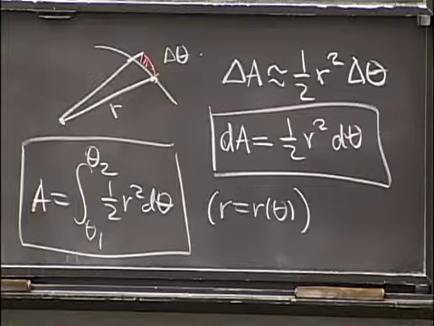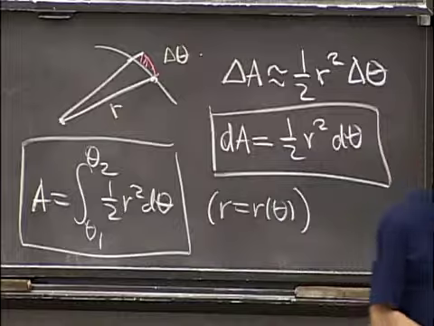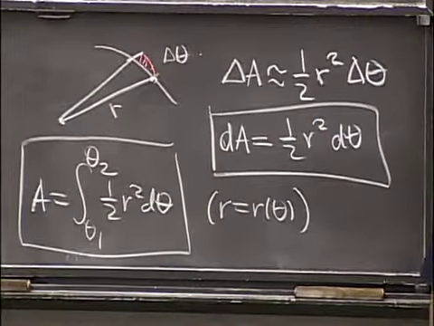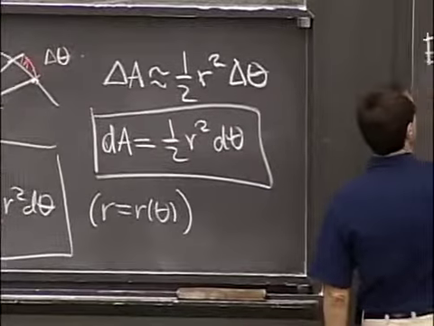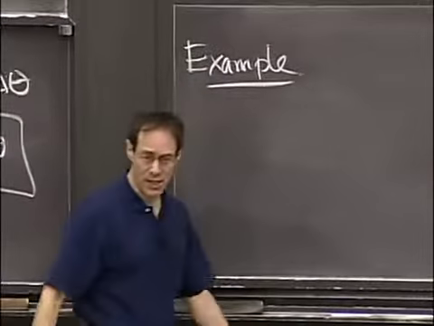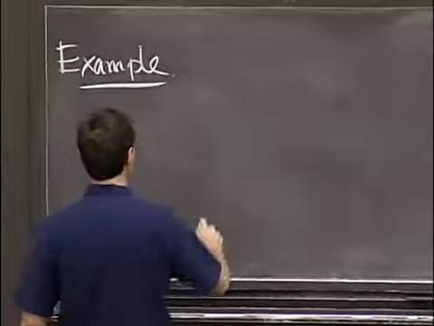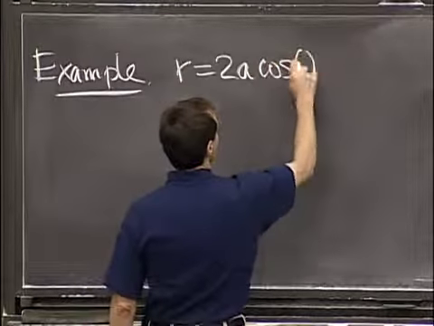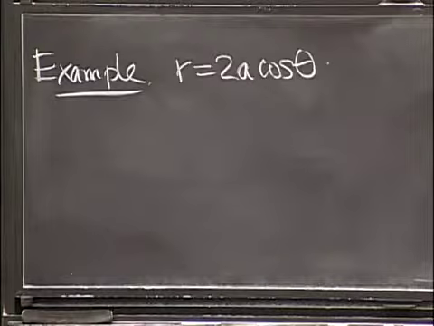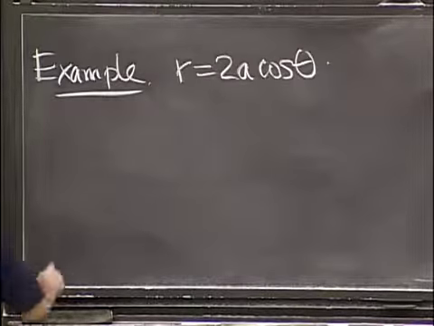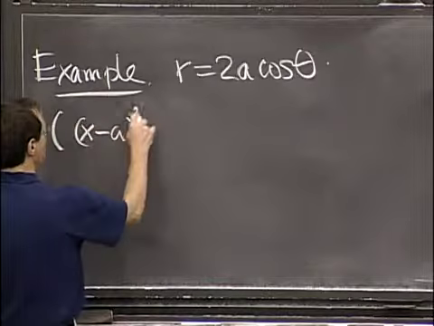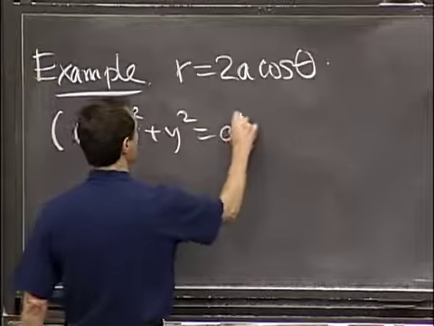All right, so that's the setup, and that's our formula, main formula. Let's do an example. The example that I'm going to take is the one that we did near the end of last time, which was this formula here, r is equal to 2a cosine theta. Remember, that was the same as (x minus a) squared plus y squared equals a squared.